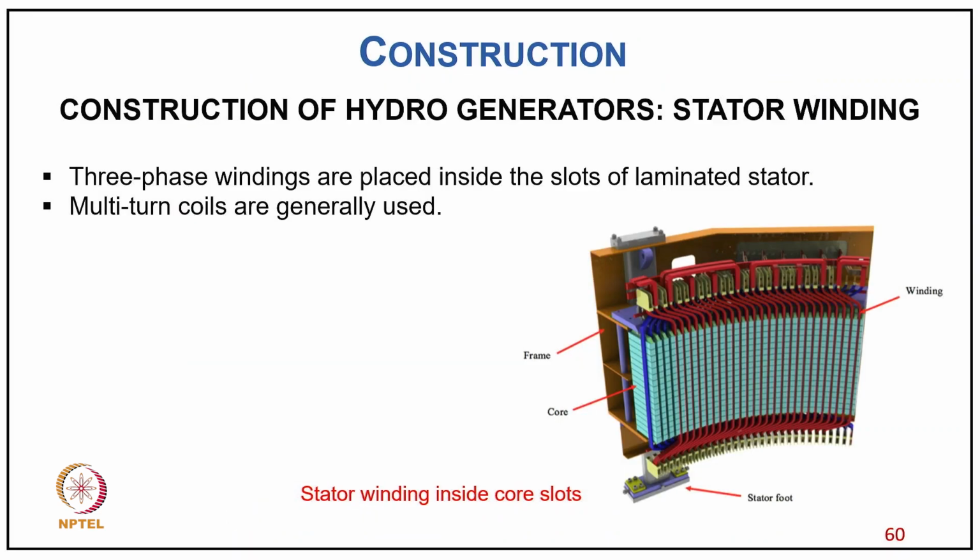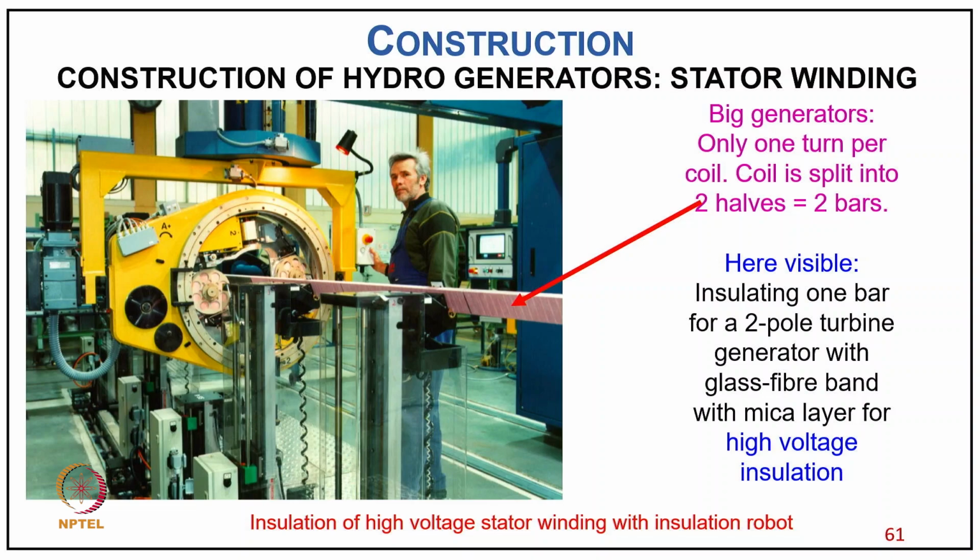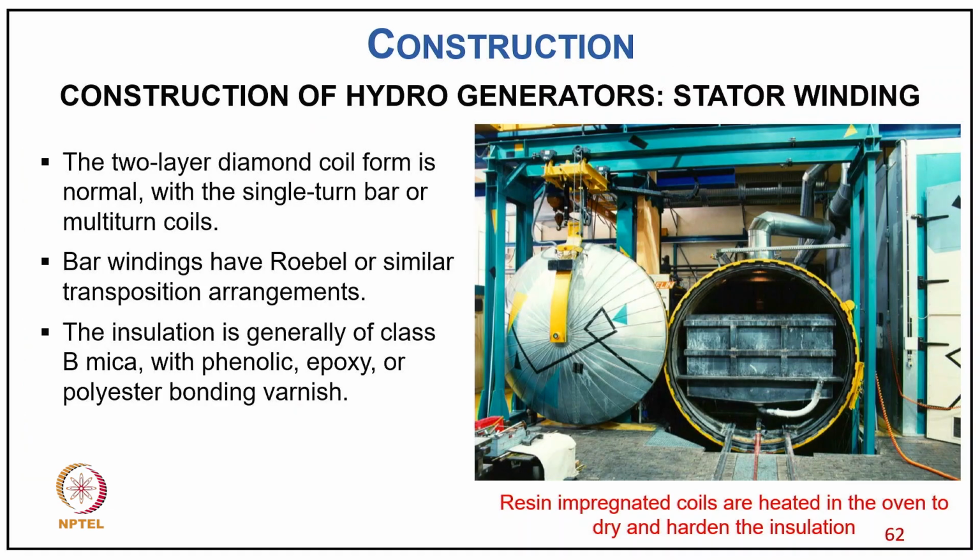Then the three-phase windings are placed inside the slots of the laminated stator, and multi-turn coils are generally used, as you can see the coils in the part of the stator segment. Then you can see how a stator winding looks. Typically the big generator uses only one turn per coil. The coil is split into two halves, 2 bars. Here is visible the insulating of 1 bar for a 2-pole turbine generator with glass fiber band with mica layer for the high voltage insulation. So this is the insulation of high voltage stator winding with a typical insulation robot.